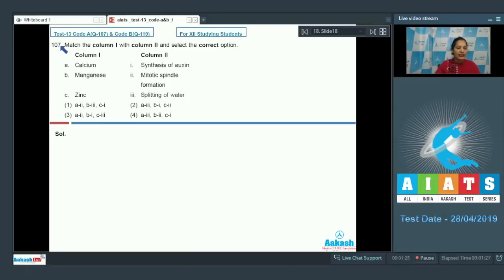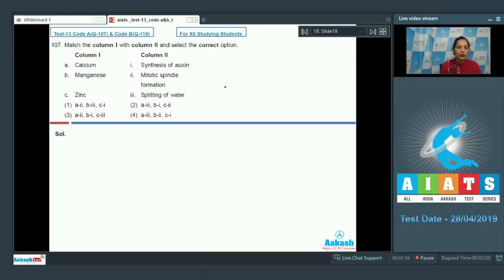Question number 107. Match the column 1 with column 2 and select the correct option. Under column 1, it is calcium, manganese, zinc, and under column 2, it is synthesis of oxygen, mitotic spindle formation, and splitting of water. It means in column 1 you are given the elements, and in column 2 the functions are given. So you have to match the elements in column 1 with their correct functions.